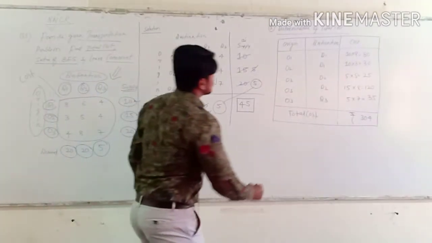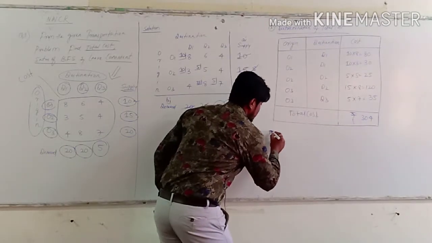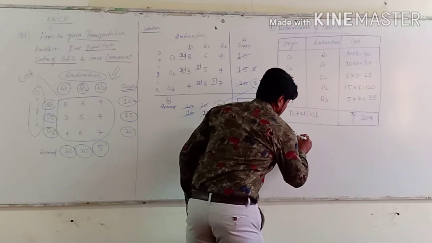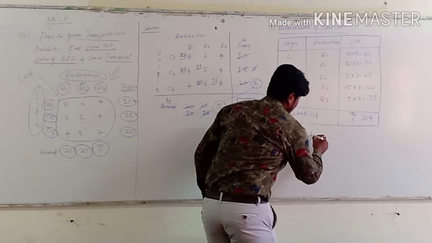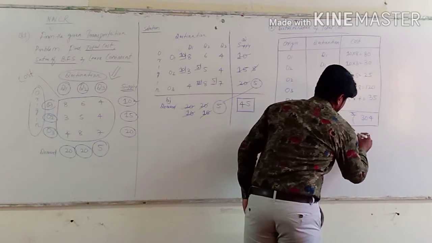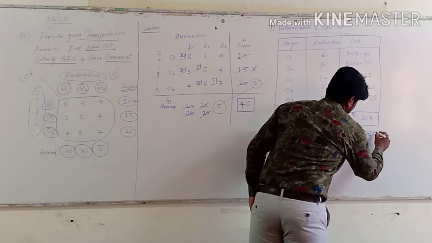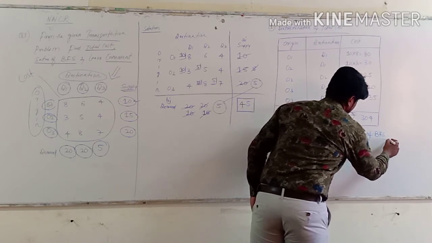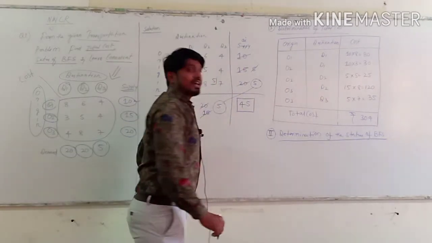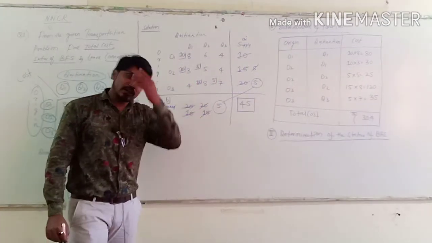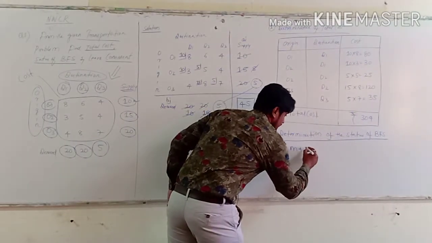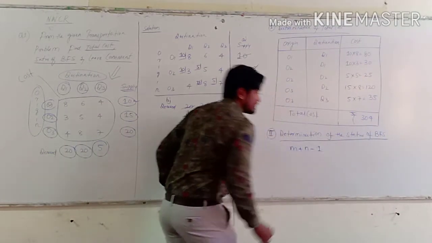Then the second one is determination of the status of BFS, or non-degeneracy. What's the formula to find out the BFS? To find out the BFS, there is a formula: m plus n minus 1. This would be the formula.